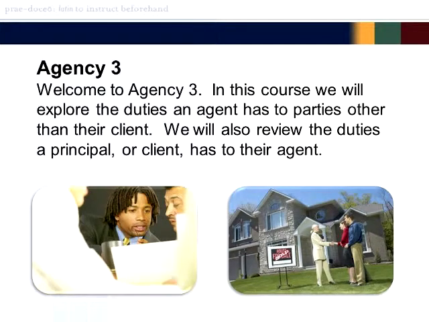Agency 3. Welcome to Agency 3. In this course, we will explore the duties an agent has to parties other than their client. We will also review the duties a principal or client has to their agent.